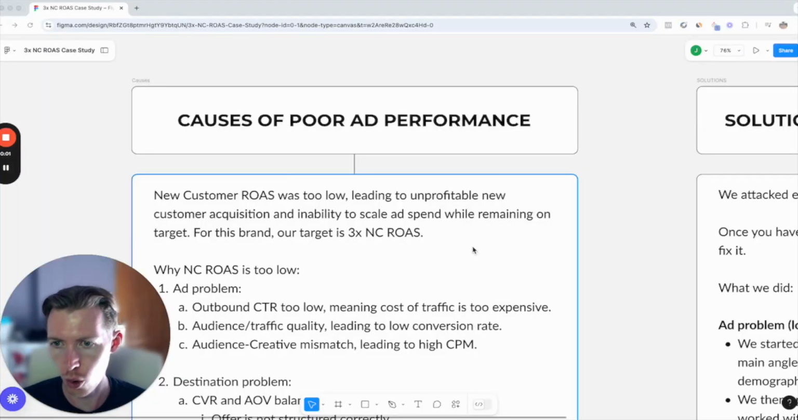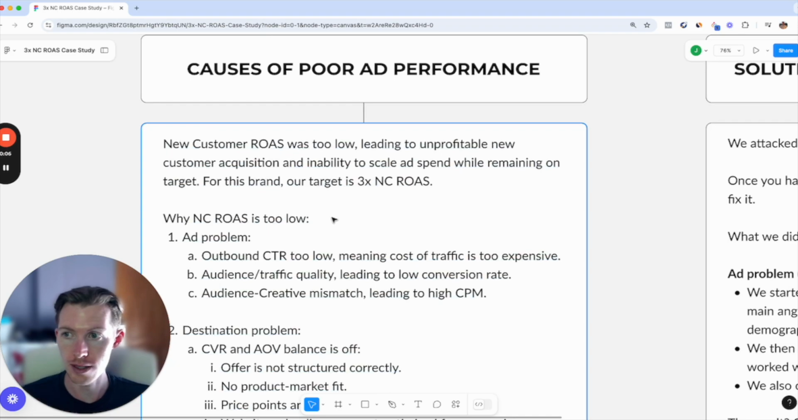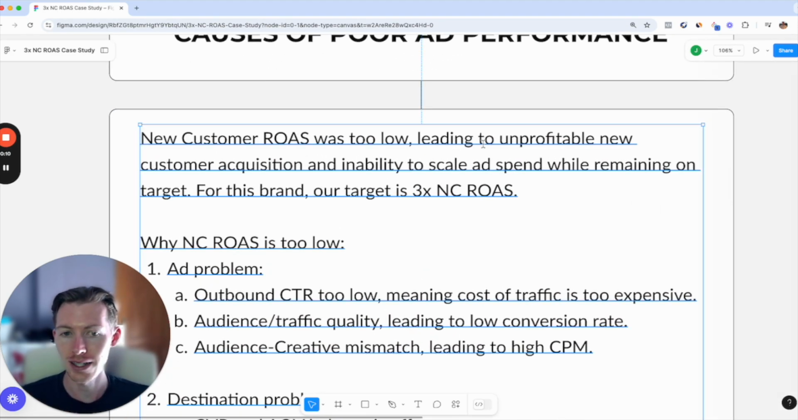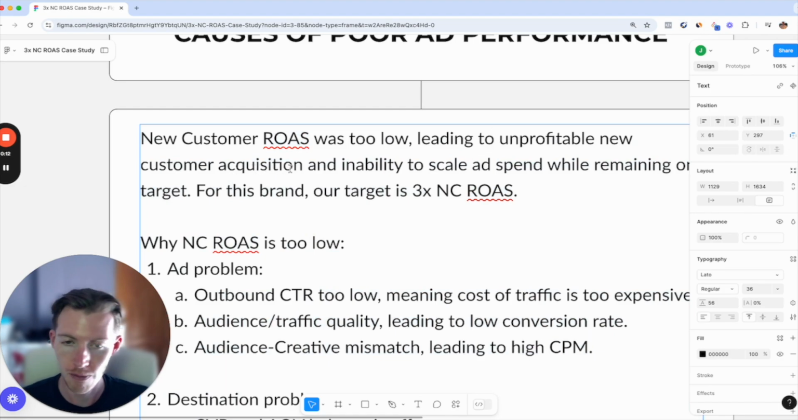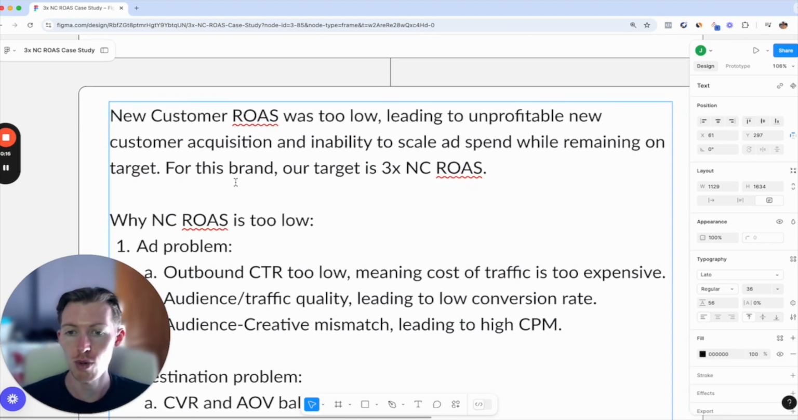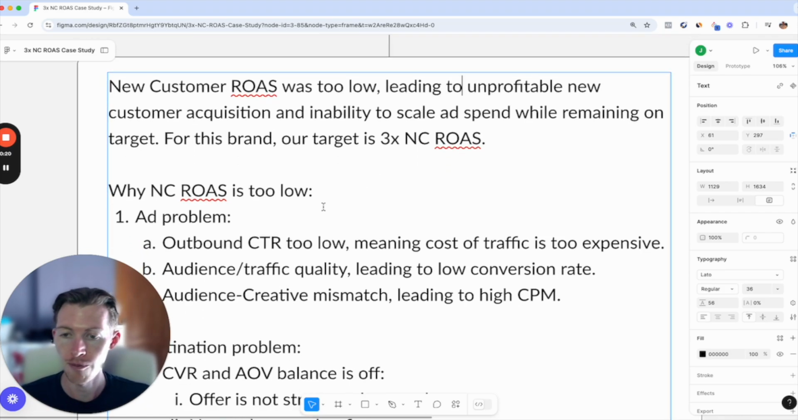So let's talk about the causes of poor ad performance. Now, in our case, with this case study, what happened was the new customer ROAS was too low, and that was leading to unprofitable new customer acquisition, and therefore the inability to scale ad spend while remaining on target. For this brand, the target was a 3x new customer ROAS.